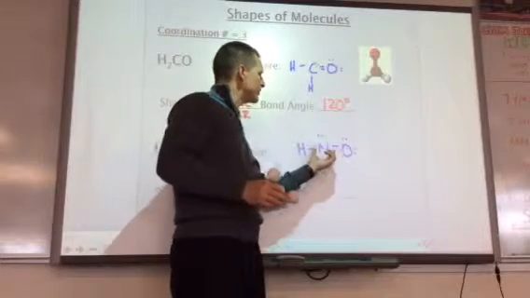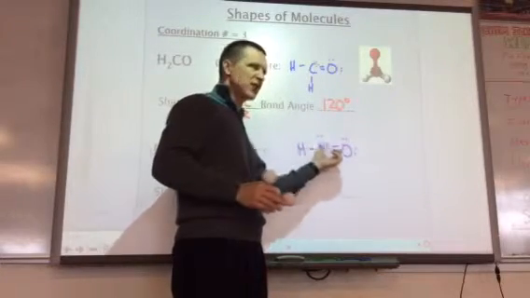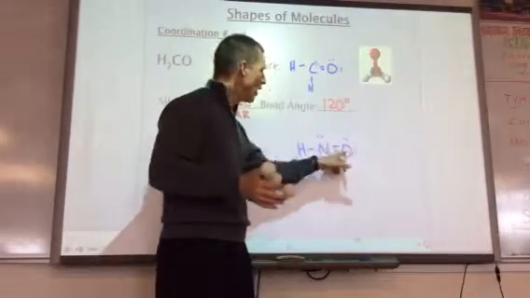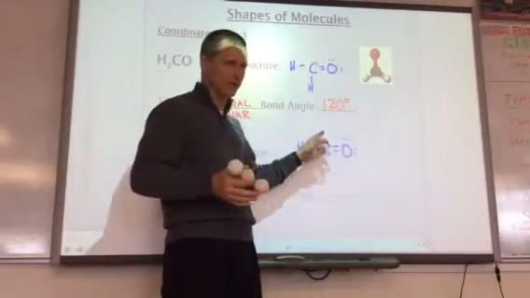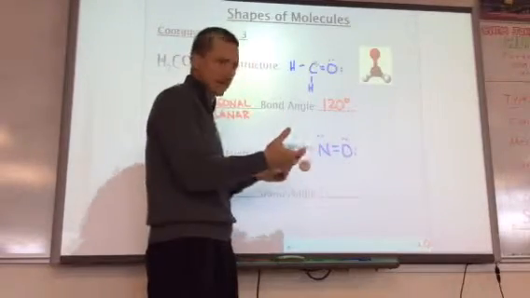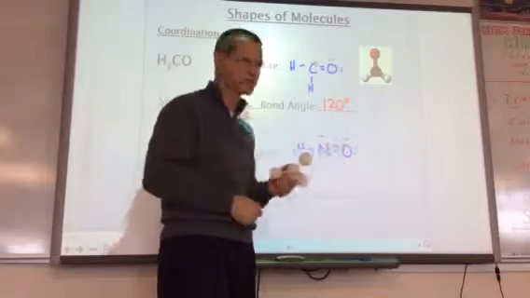Nitrogen. And the nitrogen has two atoms attached to it and a lone pair. That's what gives it a coordination number of 3. 1, 2, 3 things around it. The lone pair counts as part of the coordination number. And if you have 2 lone pairs on the central atom, they count for 2 things.